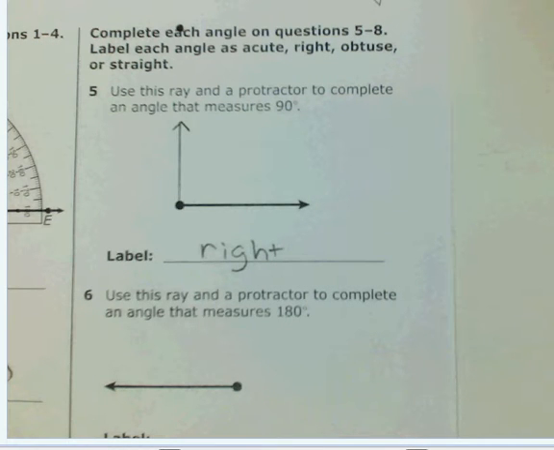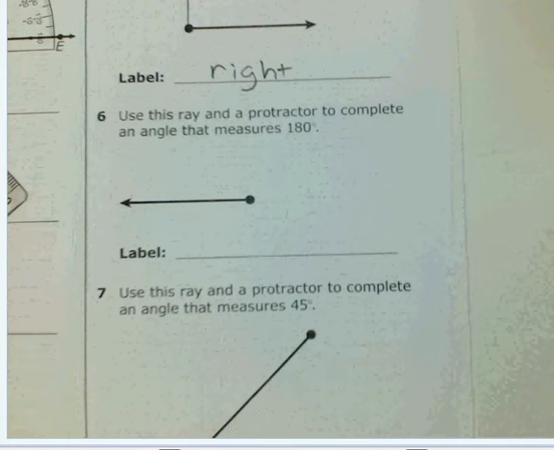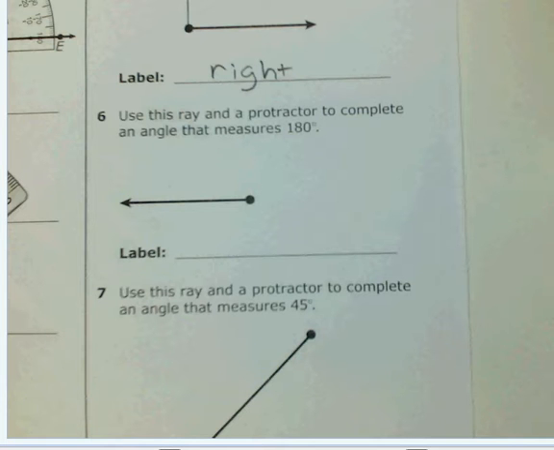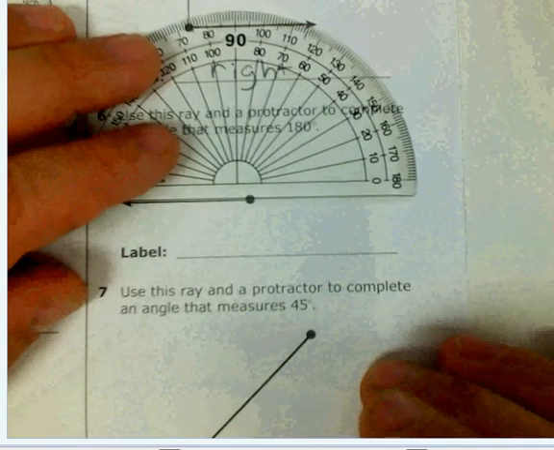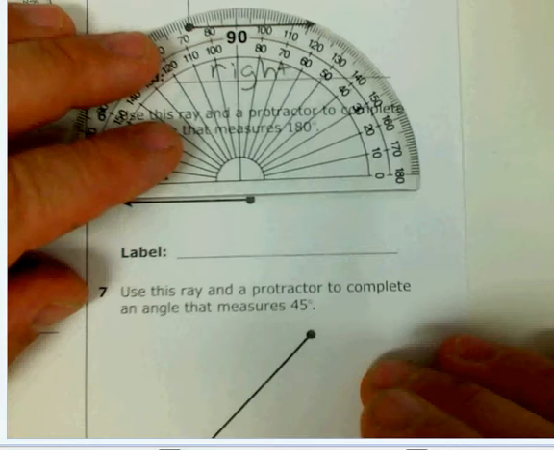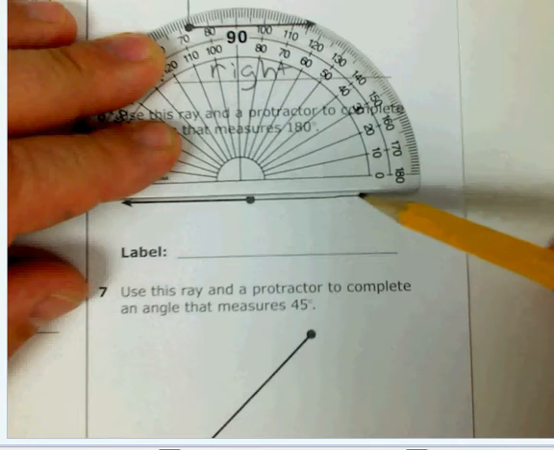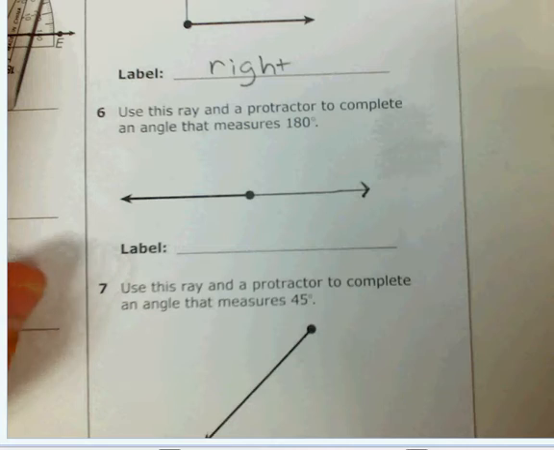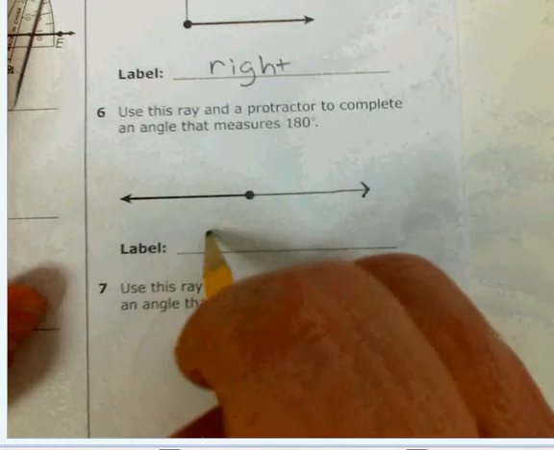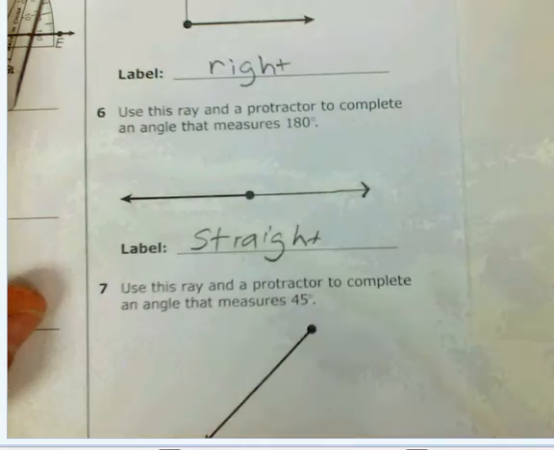Question number 6 says, use a ray and a protractor to complete an angle that measures 180 degrees. And that's pretty simple. We know 180 degrees is straight. So I'm just going to line my protractor up there and extend my ray out from there. And that's a straight angle for me right there.